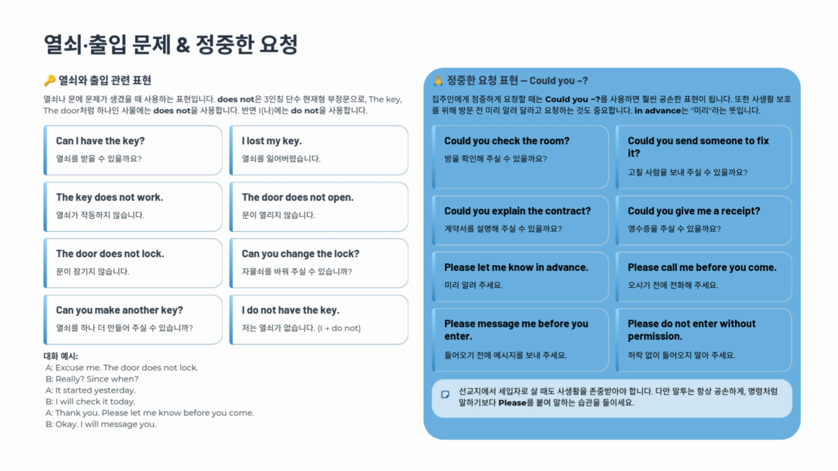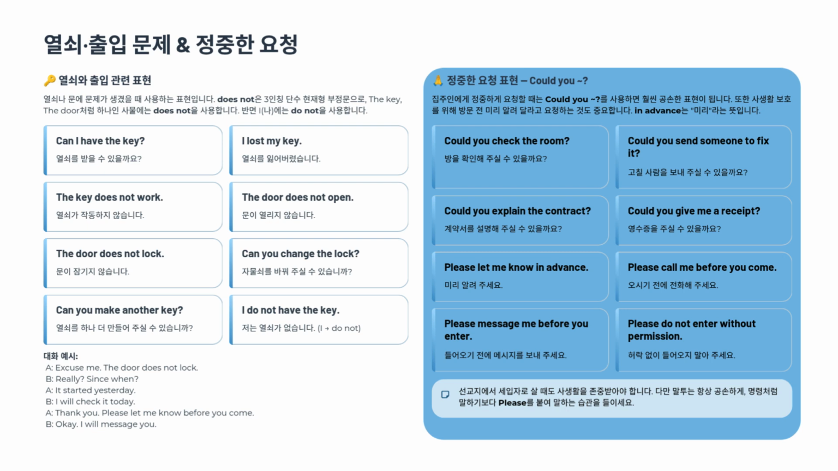For keys and entry problems, use the correct negative form. With one object such as the key or the door, say, "The key does not work," "The door does not open," or, "The door does not lock." With I, say, "I do not have the key." If the key is missing, say, "I lost my key." Request help with, "Can you change the lock? Can you make another key?" Or, "Could you send someone to fix it?"